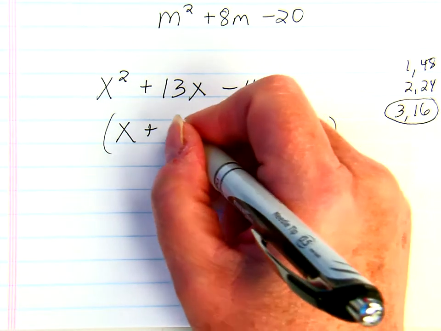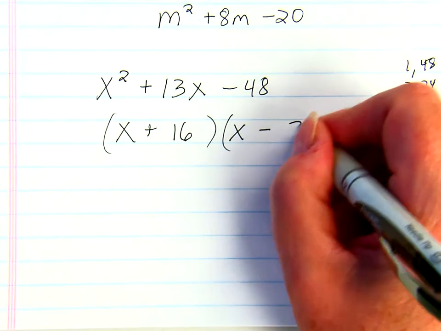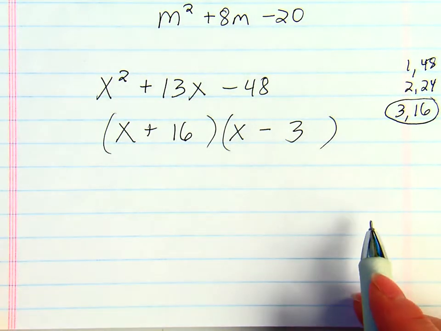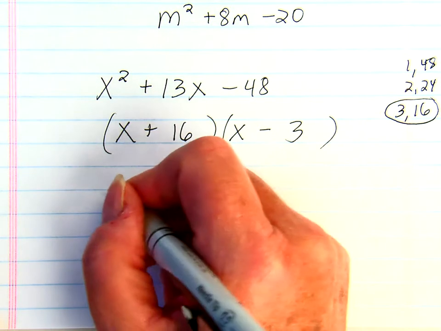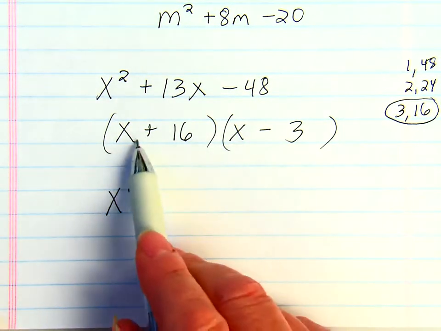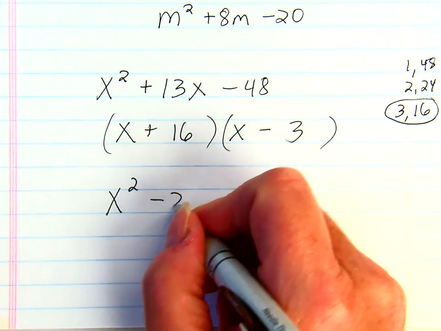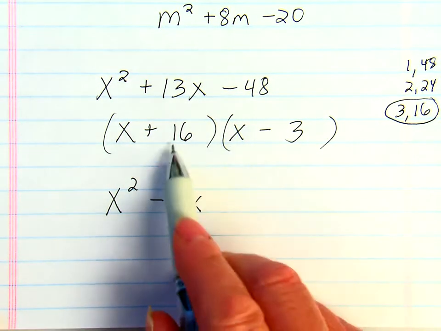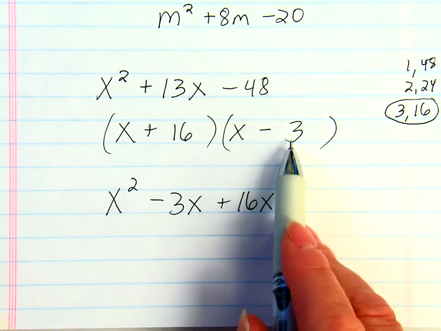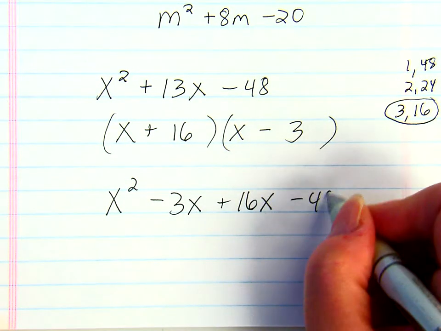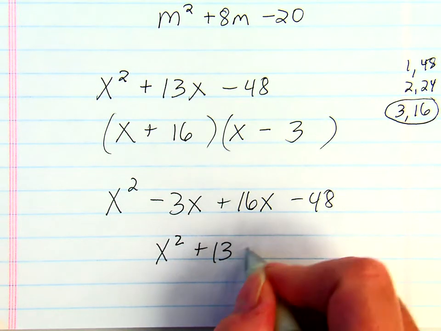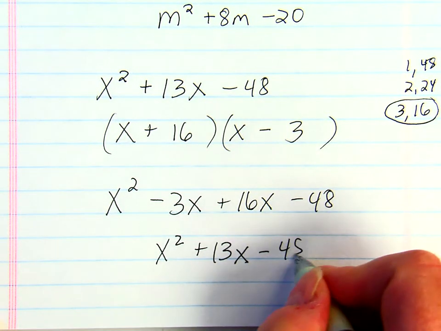I know that if I have a positive 16 and a negative 3, then that's going to solve that for me. So now I'm going to FOIL to make sure that it's correct. I've got x times x, it's x squared. Then my outside, x times negative 3 is negative 3x. X times positive 16, positive 16x. And 16 times negative 3 is negative 48. And that'll give me my x squared plus 13x minus 48.